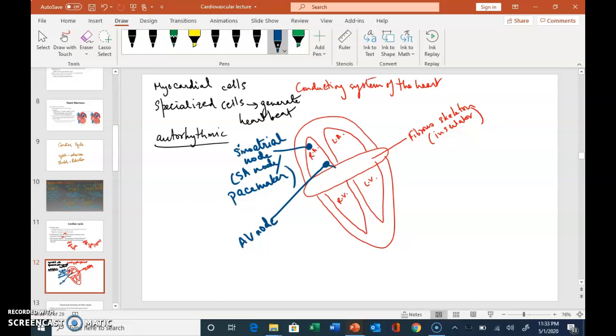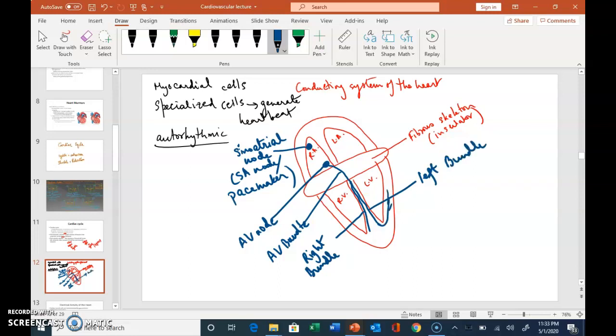The AV node then is connected to groups of other specialized cells, and this is called the AV bundle. The AV bundle comes down into the ventricle and then splits into two branches. We have a right bundle, and we have a left bundle, and they terminate in these fibers, and these fibers are called Purkinje fibers.